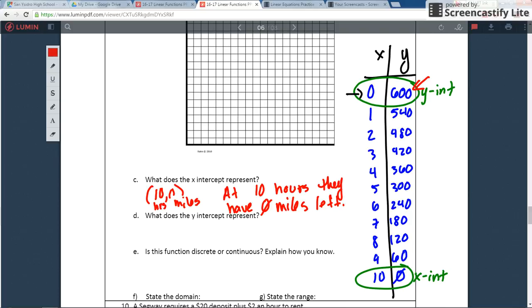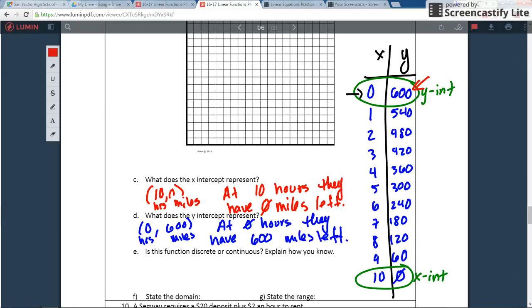What does the y-intercept represent? Well, the y-intercept is 0, 600, right? We know that this is hours, and this is miles. So that says that at 0 hours, they have 600 miles left. And then the last one is discrete or continuous. It's continuous because they are continuously driving.